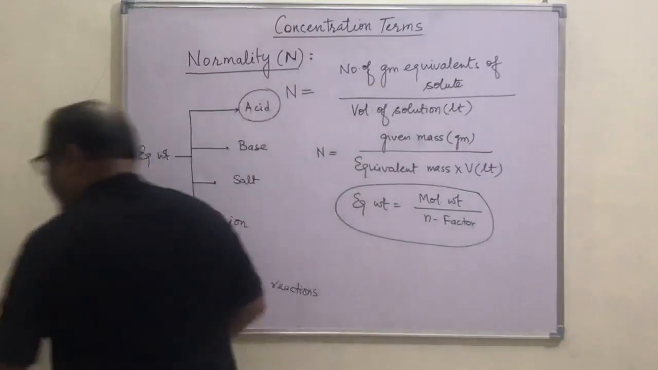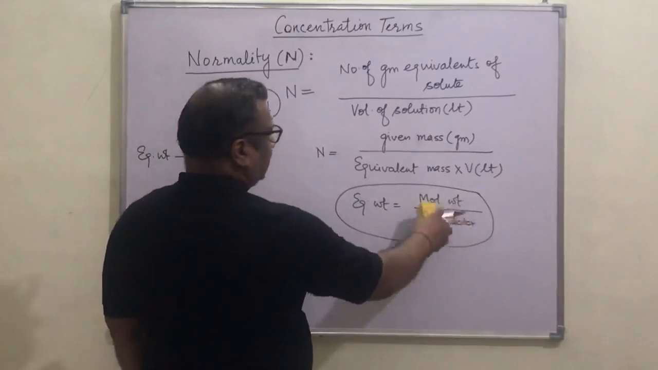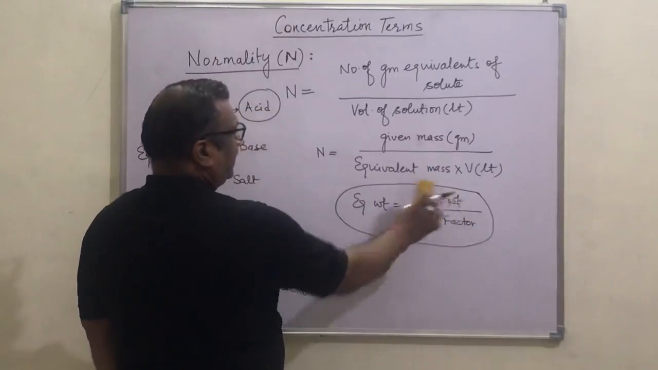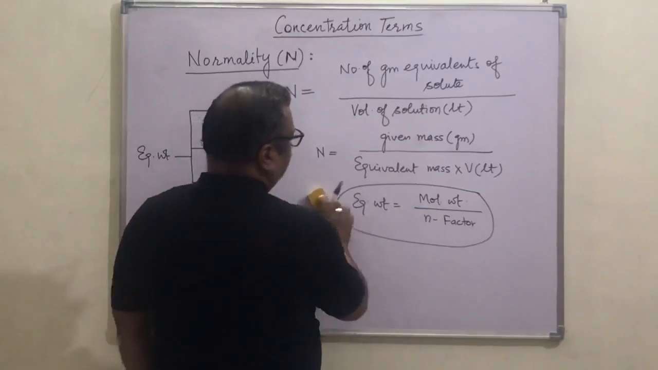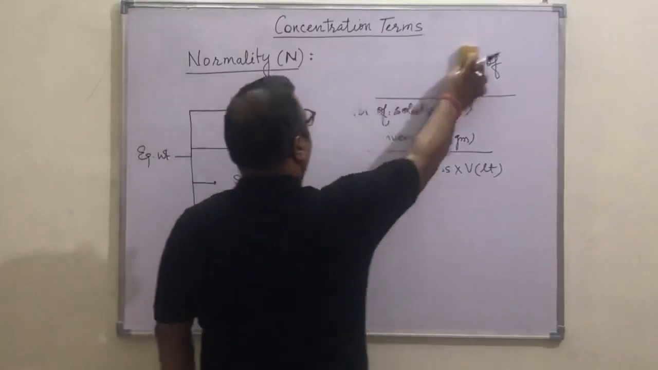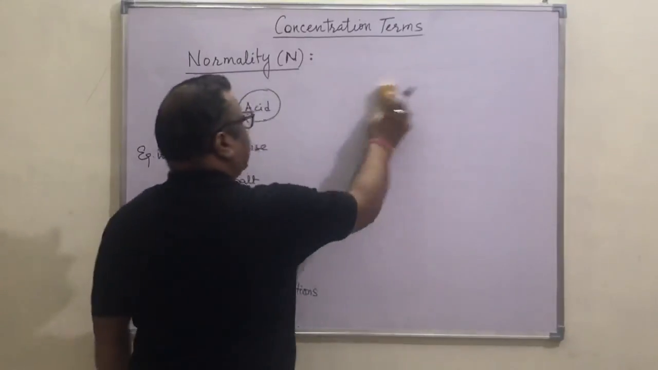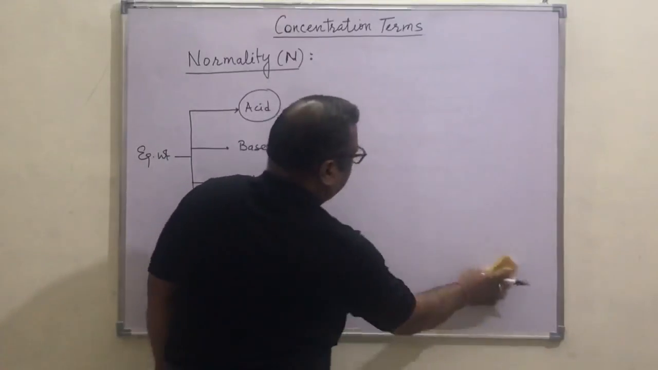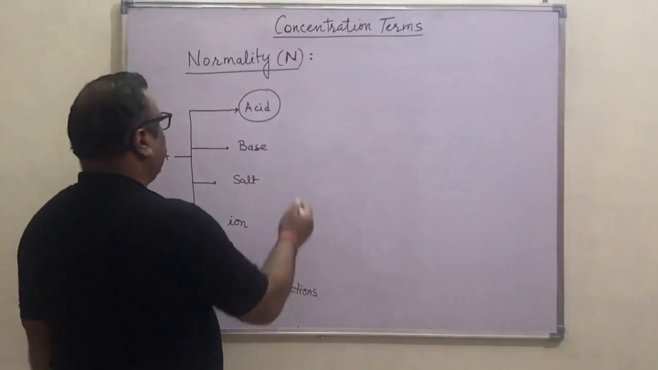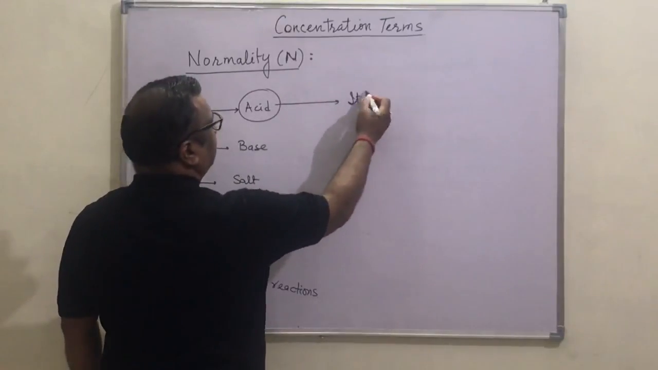So first of all, we are taking up what the n factor is. Now our focus is the n factor. We know the molecular mass, but we don't know the n factor. So how to calculate the value of n factor? Now we are taking up this point. If we are considering an acid, then the n factor for an acid is taken as its basicity.